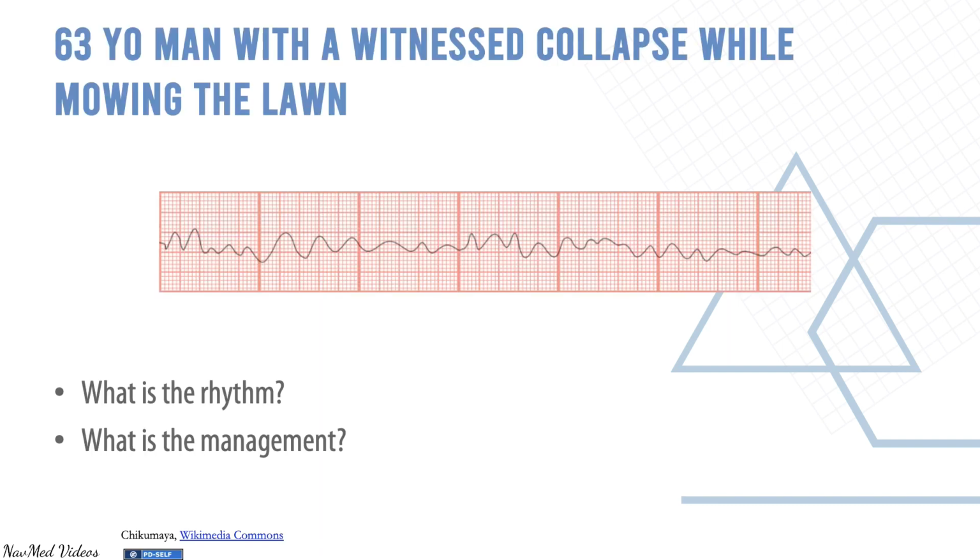Right, 63-year-old man, witnessed collapse while mowing the lawn. What is the rhythm? What is the management? Think about it. What do you see? Now go through a step-by-step analysis: rate, rhythm, QRS, P waves, abnormal waves.